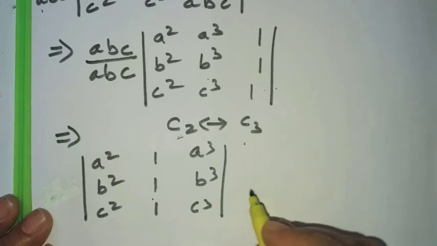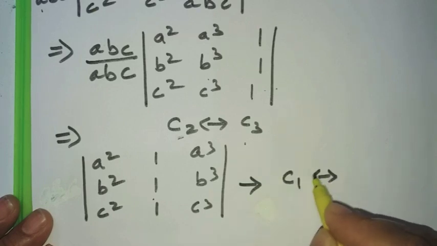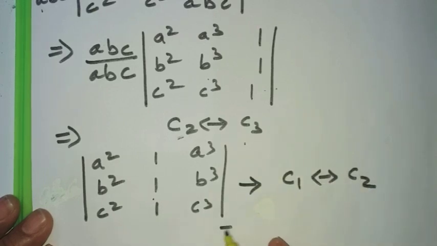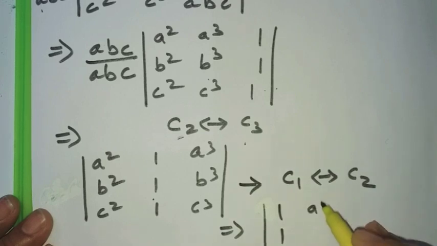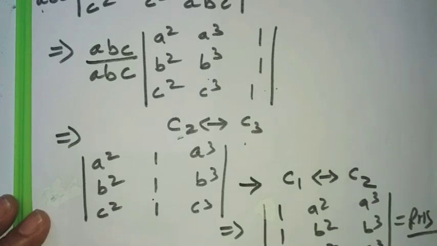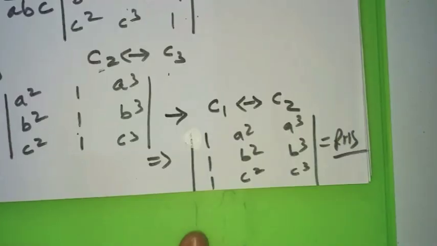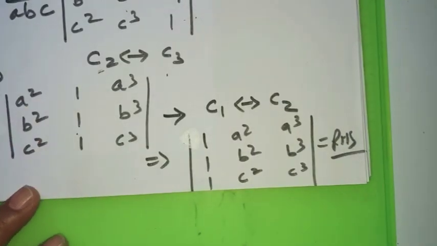The next operation will be that column 1 gets interchanged with column 2. So I will get the determinant to be 1, 1, 1; a square, b square, c square; a cube, b cube, c cube, and you can see this is equal to the determinant given on the right hand side. So we have proved whatever was asked from us in this question.